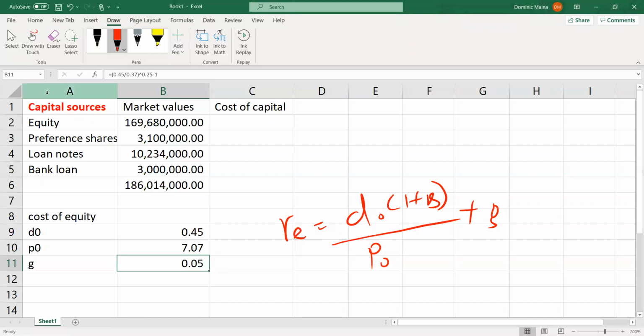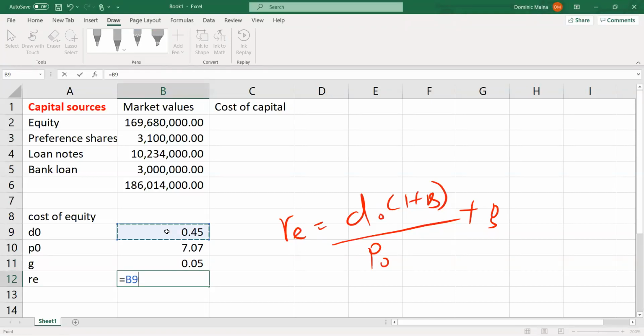So what are we going to do here? The cost of equity, as per the model, is equal to D naught. We have it here already, which is 45 cents. So in the old way, this will be D naught, 0.45, times 1.05, that is 1 plus g. We divide by P naught, which is 7.07, plus the growth, which is equal to 0.05.